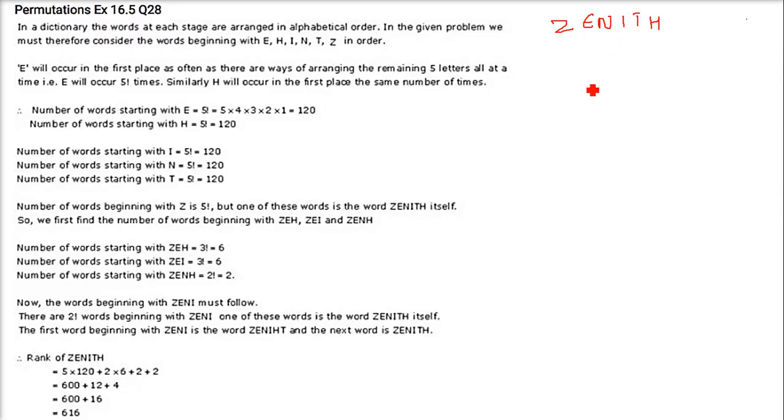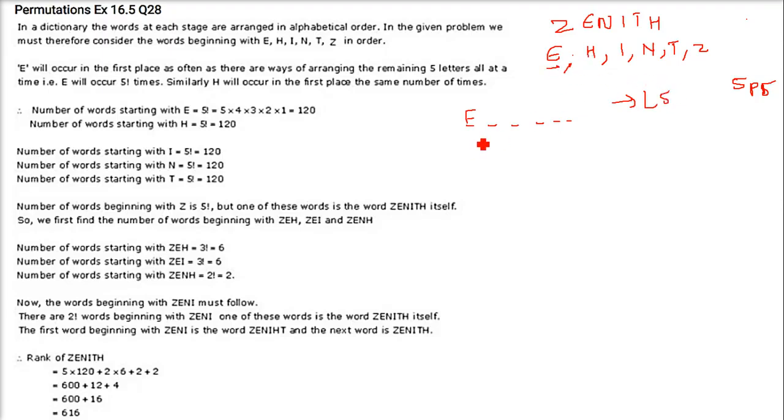This is the question. So we'll start with the alphabetical order. The letters in order are E, H, I, N, T and Z. First, E will come. So all the formations with E at the front and then the others. So 1, 2, 3, 4, 5. These are 5 positions and 5 letters, so the permutation will be 5P5, that is going to be factorial 5.